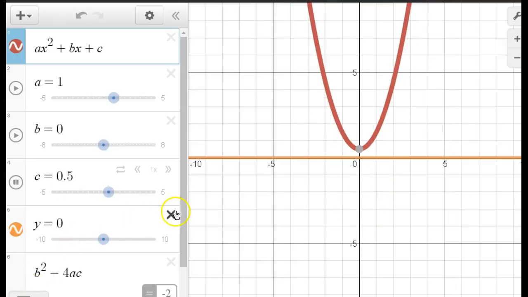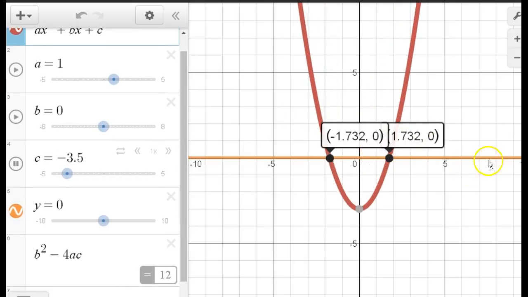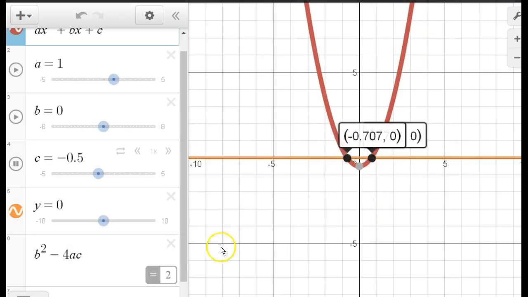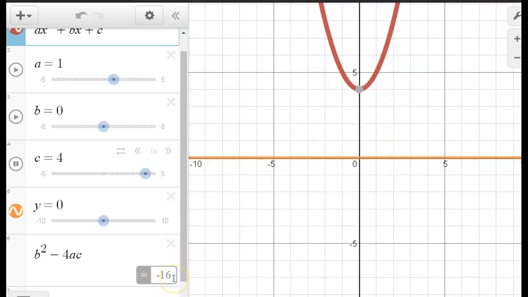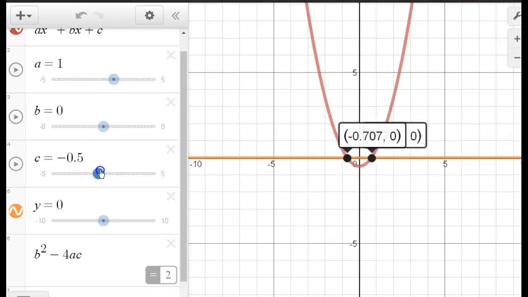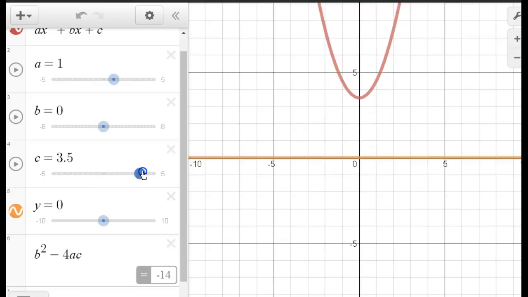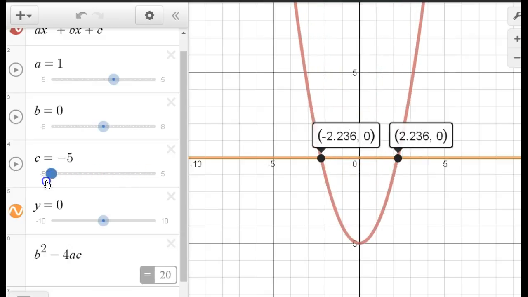Okay, so we have the graph crossing the x-axis, and you can see the discriminant going from negative to 0 to positive. So what does this number tell us? When it's positive, what do you notice about the graph and where the two intersect, the straight line and the parabola? And when it becomes 0, what do you notice? And when it becomes negative, what do you notice? What does this number tell us?